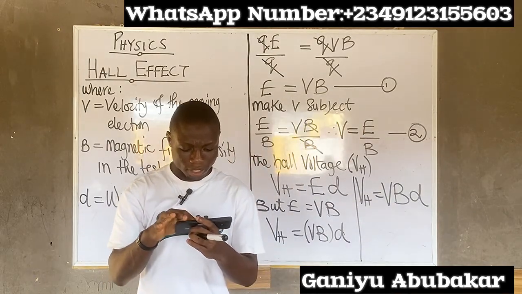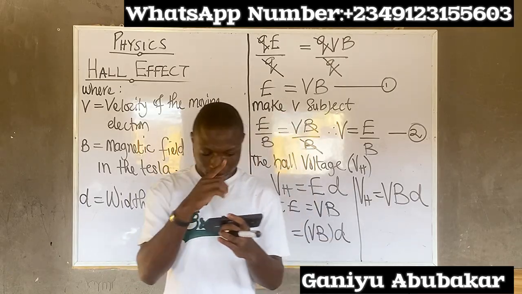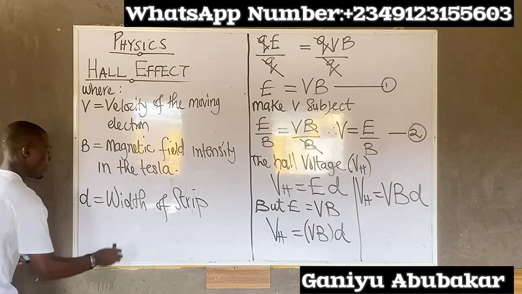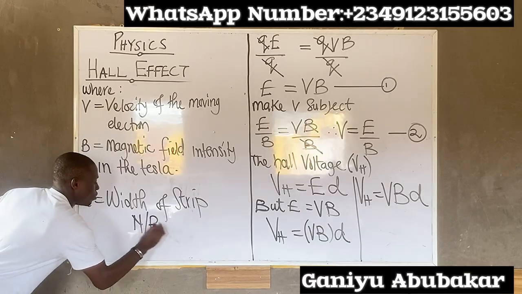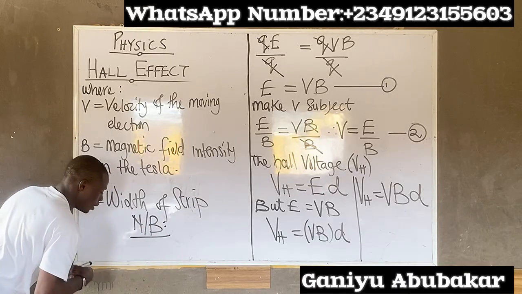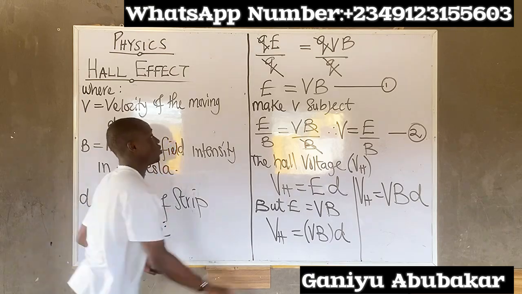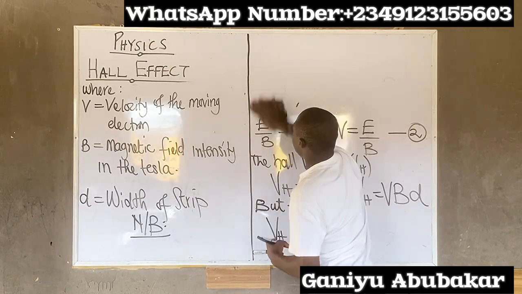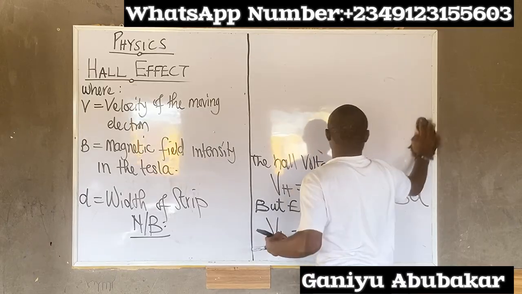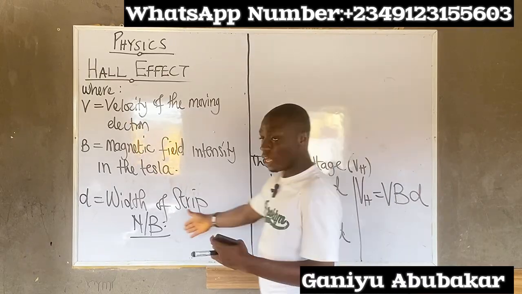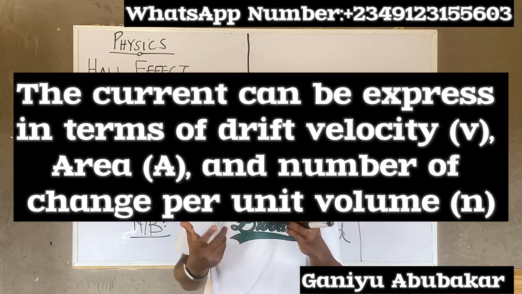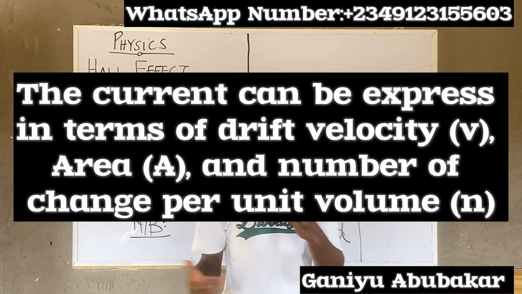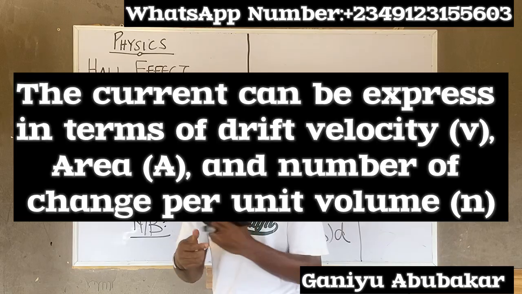At this point, note one key important concept. Note that the current can be expressed in terms of drift velocity, in brackets V.